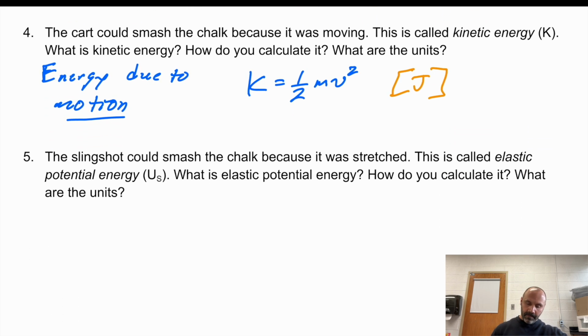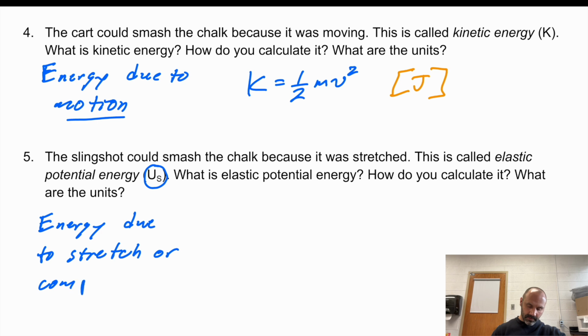Okay, and slingshot. It says the slingshot could smash chalk because it was stretched. This is called elastic potential energy. And this is a little bit confusing. U is not in potential energy, right, as far as the letters go, the way that you spell it. And the S, think of this as the energy something has because it's stretching. Okay, so U, capital U sub S, that's elastic potential energy, or the potential energy that something has because it is stretched. With springs, it could also be compressed. Okay, and so elastic potential energy is energy due to stretch or compression in the case of a spring or something like that. Energy due to stretch or compression.